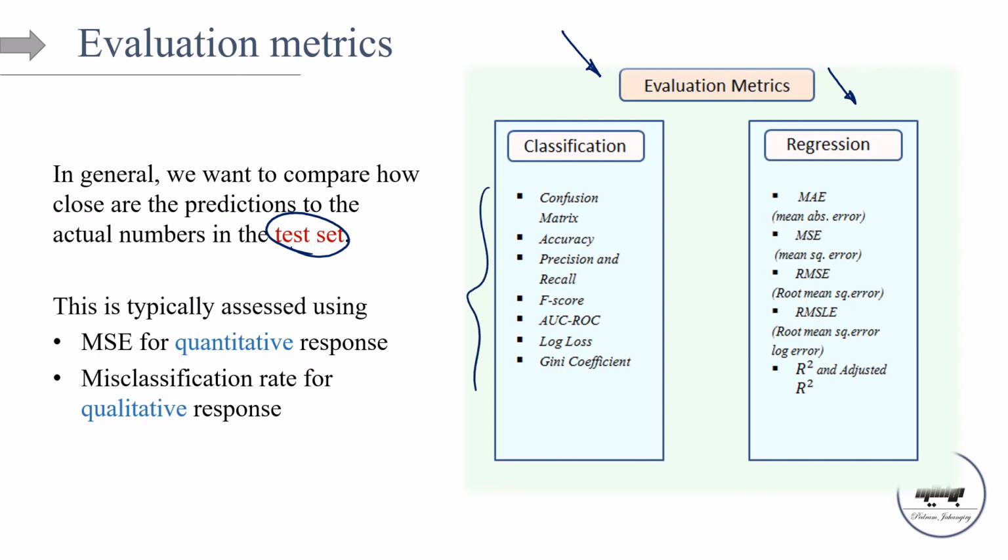So for example, in classification, we can report the confusion matrix, and accuracy, precision, recall, we talk about F-score, AUC, ROC, log loss, Gini coefficient, etc. And when it comes to regression, we can report mean absolute error, mean squared error, root mean squared error, etc. Okay, but as I said before, we're going to talk about the details of all these performance metrics down the road. But typically, in regression analysis, we're interested in reporting the MSE or RMSE. And for classification analysis, we will be reporting the misclassification rate for quantitative responses, right?